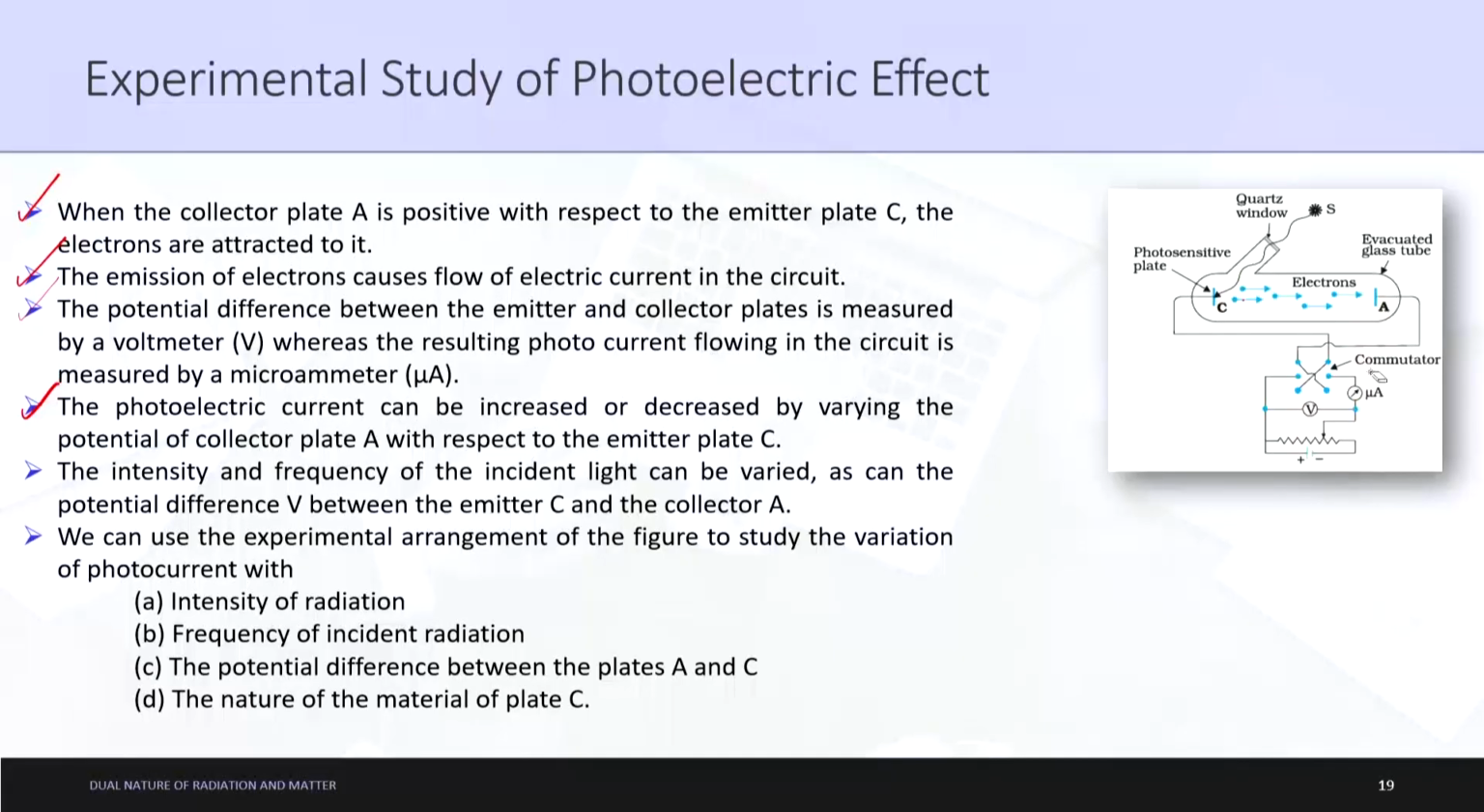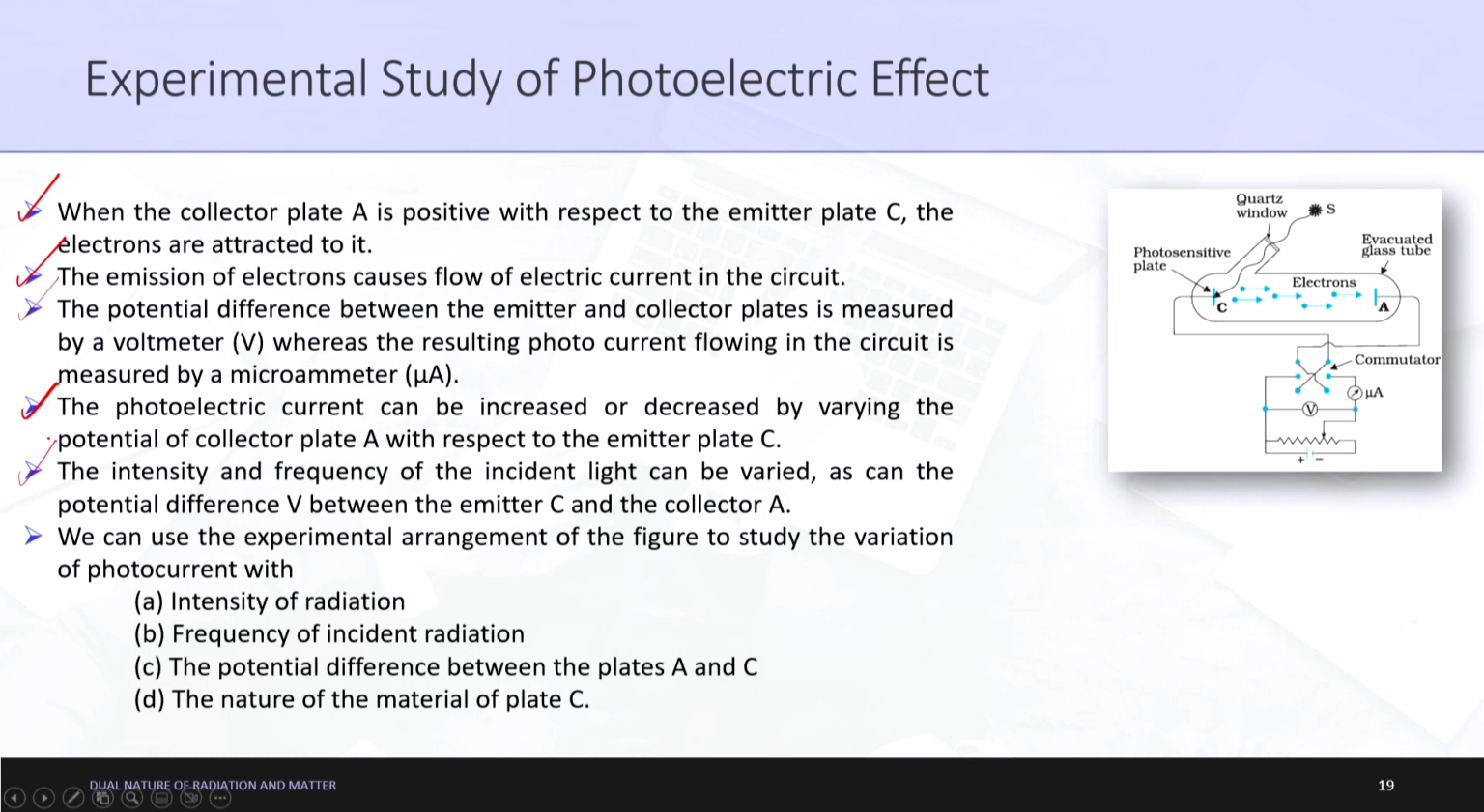So, that similar thing has been explained here. Okay. So, if we try to vary the potential difference on the right hand side, then the current will also be varied. Okay. So, the photoelectric current can be increased or decreased by varying the potential of collector plate A with respect to emitter plate C. Okay. The intensity, please remember, please look over carefully now.